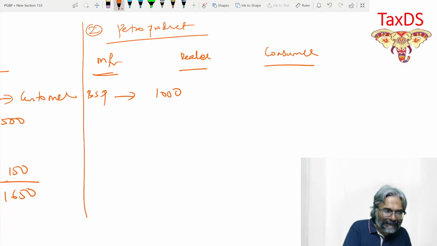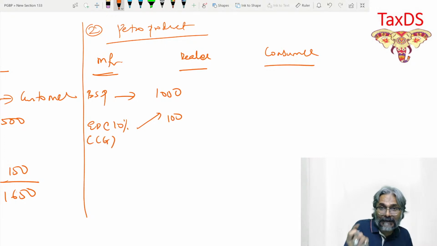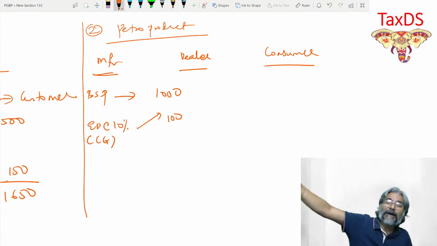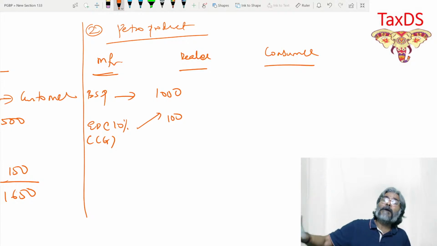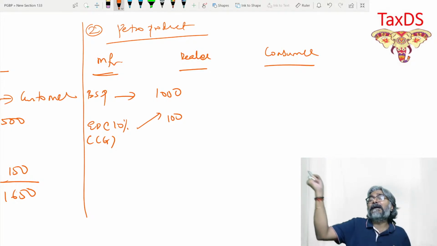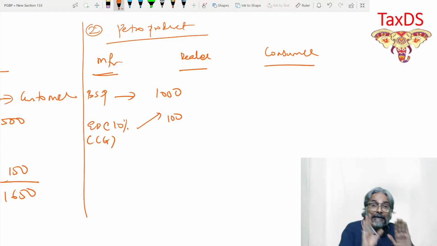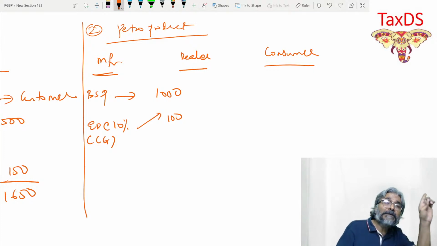Now herein the excise duty would be charged at the rate of 10%. Now this excise duty would be charged by whom? By the central government, students, because the central government has not allowed these items to come under the GST at this point of time. The GST Council will recommend at what point of time the GST will be introduced on these 5 petroleum products. Till that point of time, the old system will continue.